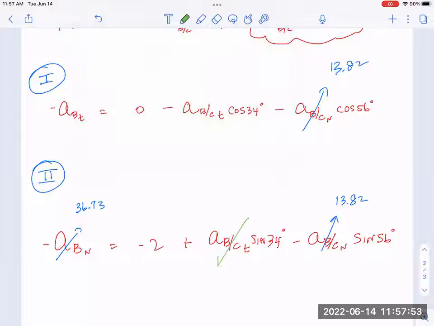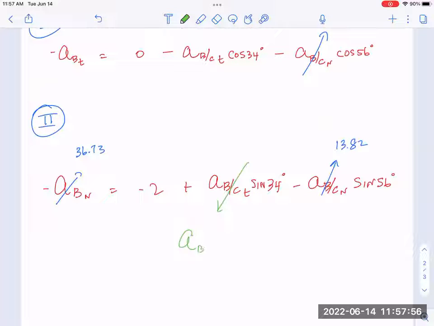So this equation pops out. I don't really trust what I have sitting in front of me note-wise, so I'm going to just do it myself. So let's see, to get that alone, aren't I going to have to take 36.73? I'm going to add 2 to the other side, and then I'm going to add 13.82, but multiplied by the sine of 56, and that'll get rid of everything on that side. And then I can divide by the sine of 34. When I did that, I got 36.73. Oops, that 36.73 was negative, and I left the negative off.